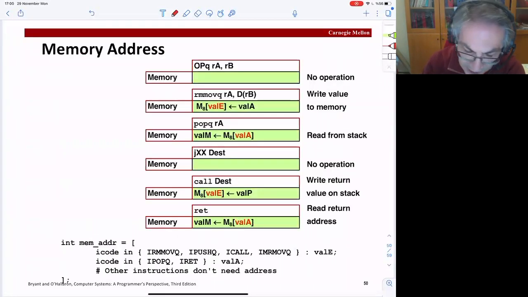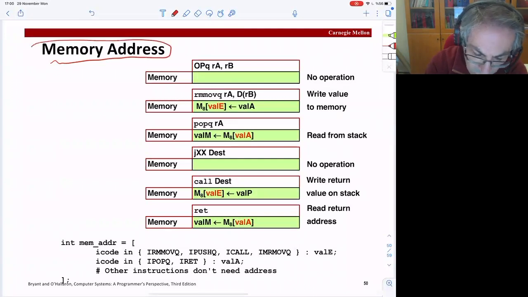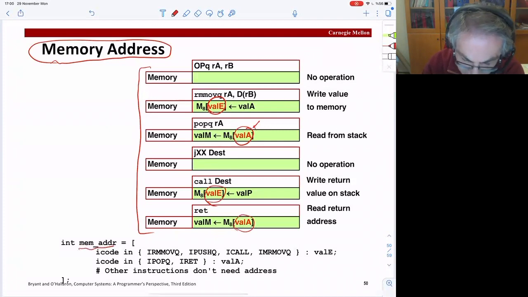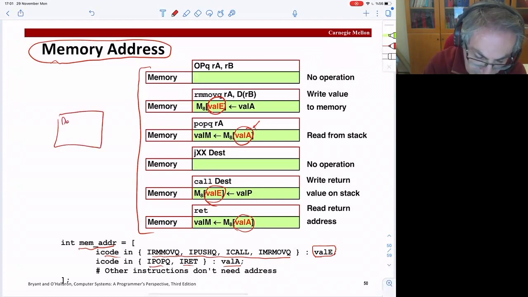For this, all you have to do is, for example, if I want to compute the memory address, I look at the memory stage computation of all the instructions in my ISA, and then look at what I should be feeding as the address. These are the addresses, right? Based on this, I can say the mem address: if the icode is one of these instructions, then it should be valE. If it's pop or return, it should be valA. Okay, that's it.